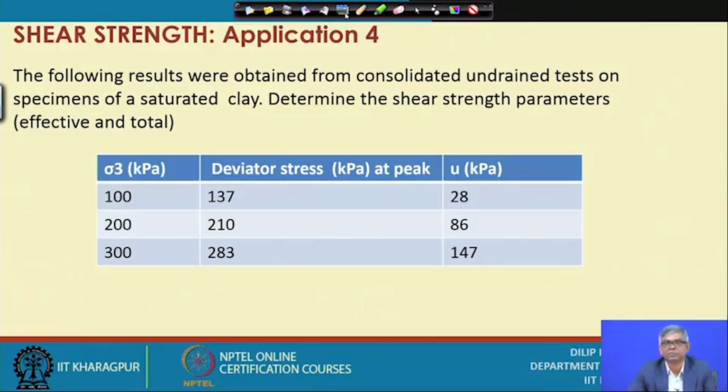So, like that I have shown 4 applications already in shear strength. I will take some more topics also in shear strength, and if I feel some more applications are required, I will show them with different types of test conditions, how to utilize the test results to find out the values. So, with this I will just stop here.